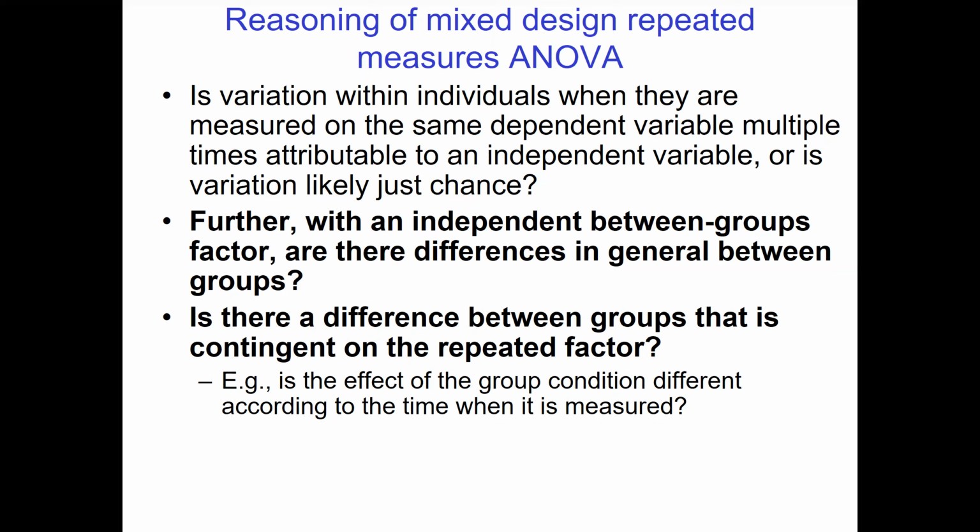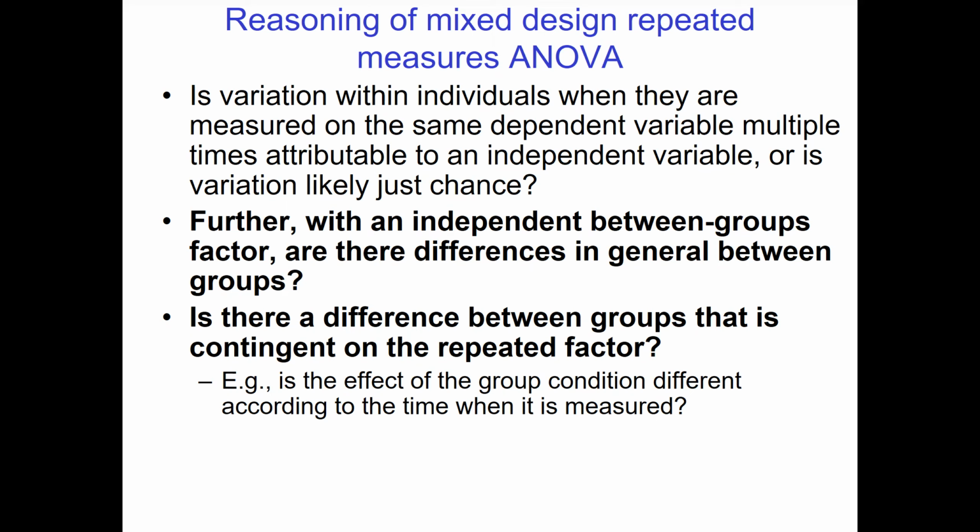And the third question is your interaction effect. So it's the interaction between the between groups factor and the within groups factor, the interaction between belonging to one group or another and change over time. And so interactions are contingency effects. Is the difference between groups contingent on the repeated factor?